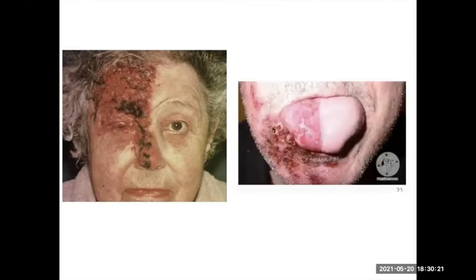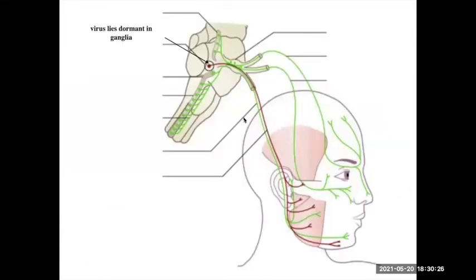This lady has shingles on the left side of her face, in a very particular pattern, right? One side, in a very clear line down here and in a very particular region of that. Here's another one over here, on the tongue. And all this is from your trigeminal nerve.